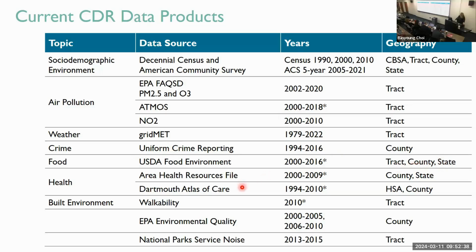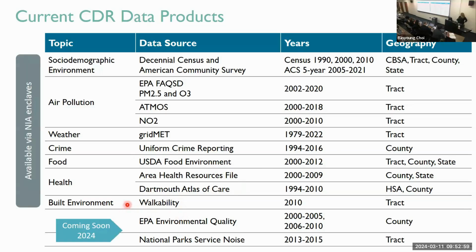In terms of the healthcare environment, we have the Dartmouth Atlas of Care data and the Area Health Resources file. They have some overlap and also some distinct components. And I'm going to go through all of these in a little bit more detail in a moment. We also have measures of the built environment like walkability, noise, and we're putting together a couple of other data sets.